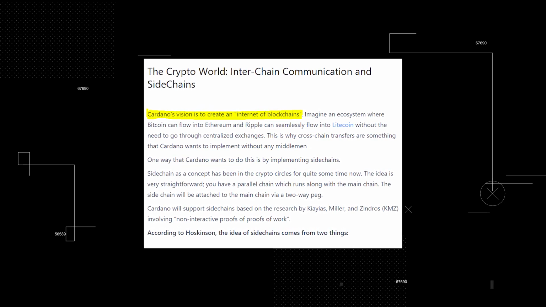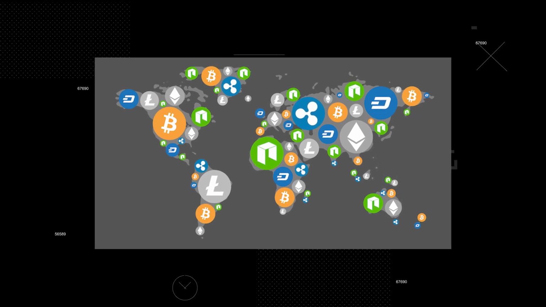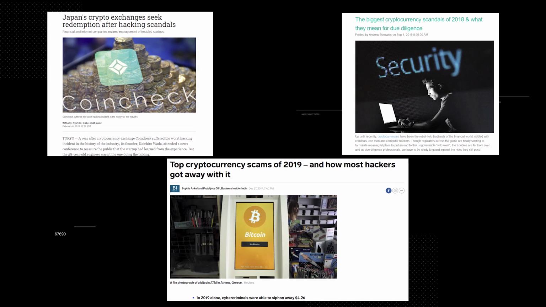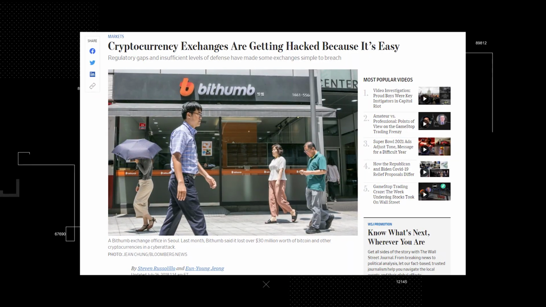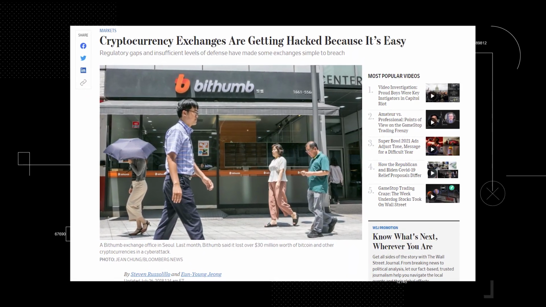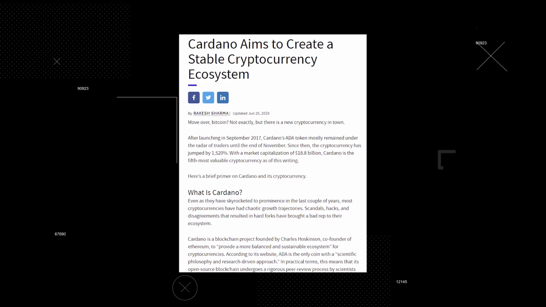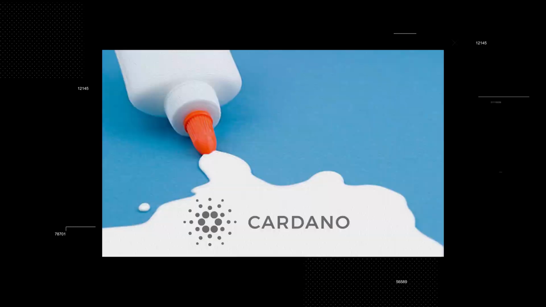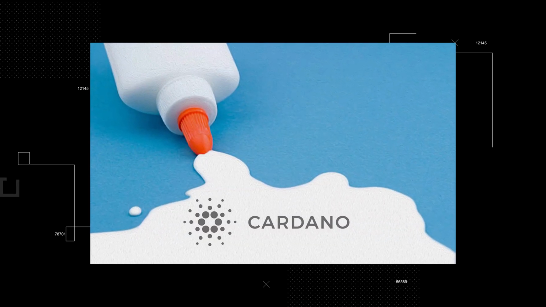Now, the world of cryptocurrencies has seen scandals and hacks. There have been disagreements resulting in hard forks. These hiccups have created a bad reputation for the cryptocurrency ecosystem. Cardano aims to provide a more sustainable and balanced ecosystem for cryptocurrencies, essentially being the glue that holds everything together.